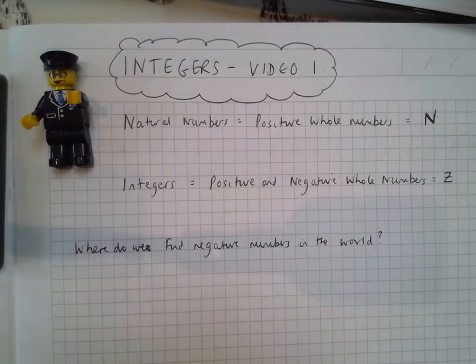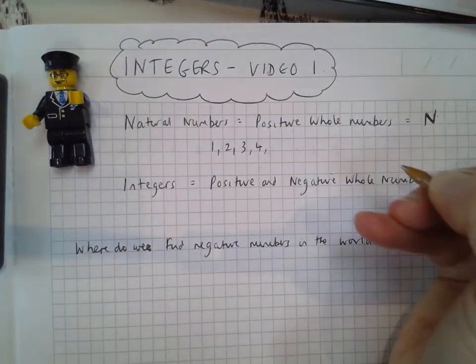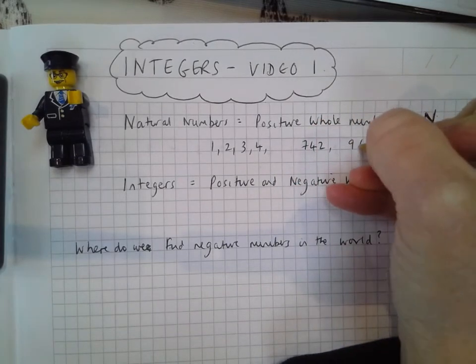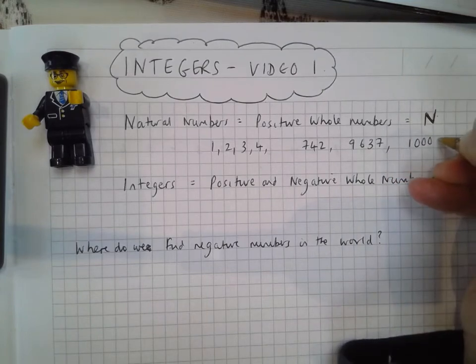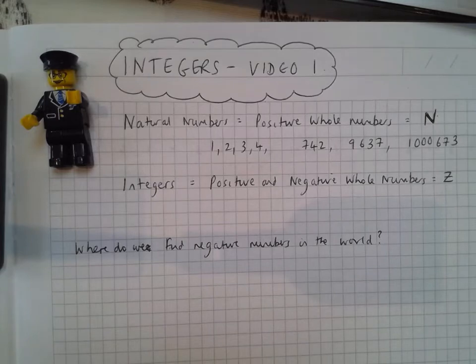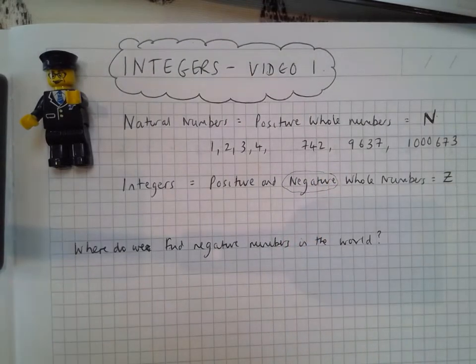But all you need to worry about is that things like 1, 2, 3, 4, or 742, or 9,637, or even 1,673,000. Those are all positive whole numbers. And what we're looking at today, and we've begun to look at, is integers. And that's when we introduce negative numbers into our discussions.